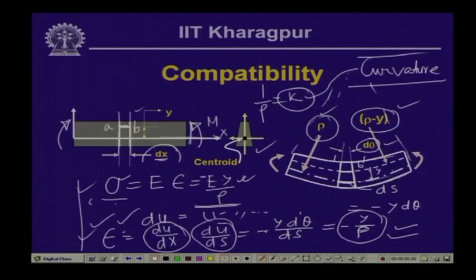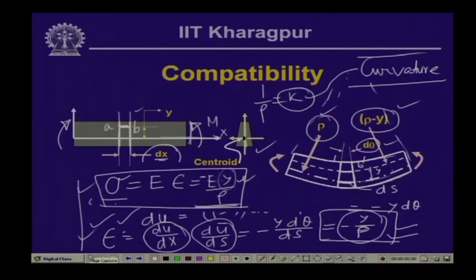So, this gives us a relationship which we call compatibility. Now, we will have to look into the equations of equilibrium, so that we can establish the relationship between the stress and the corresponding stress resultant, which is the moment. Let us keep in mind that epsilon is equal to minus y by rho and sigma is equal to minus E y by rho, and we need to locate where along the depth the variation of y is.